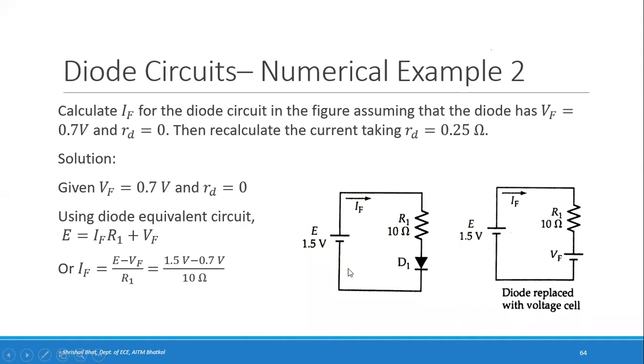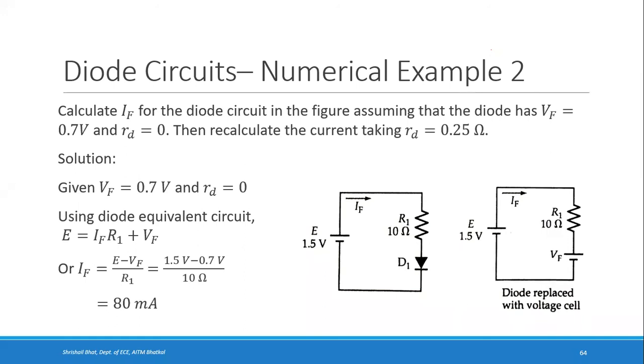What do I get? 0.8 divided by 10 ohms. 0.08 amps. Yes, 0.08 amps. In terms of milliamps, it is 80 milliamps. Normally IF is represented using milliamps. So you will get IF as 80 milliamps, right? IF is equal to 80 milliamps. Here we have considered RD to be 0, that is, the diode's dynamic resistance is 0.